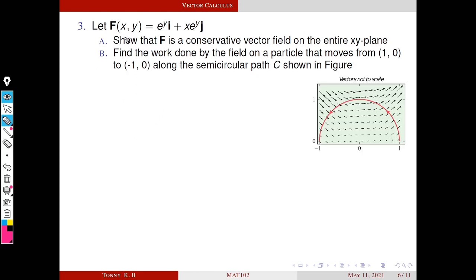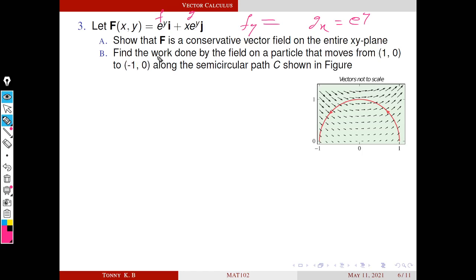Okay, next problem. Let F of x, y is equal to e raised to y i plus x e raised to y j. First question, show that F is a conservative vector field on the entire xy plane. It is clear that here f is this one and g is equal to this one. And what is f y and what is g x? Both are equal, because here f y is e raised to y itself and g x is e raised to y. So both are equal to e raised to y. So this is a conservative vector field in every point of the xy plane. That means this is true for the entire xy plane.